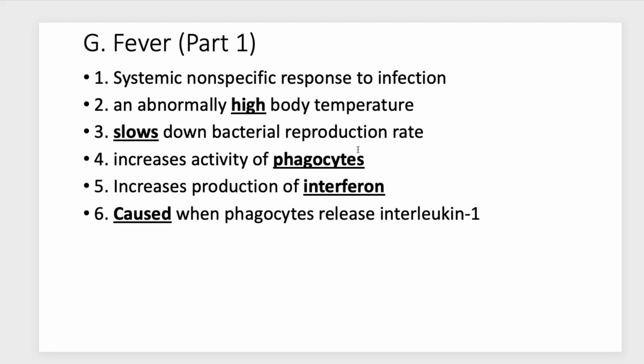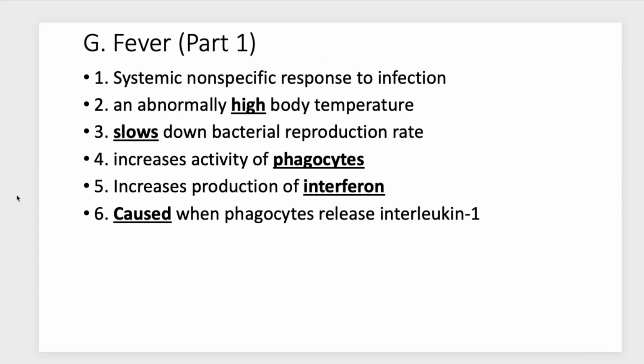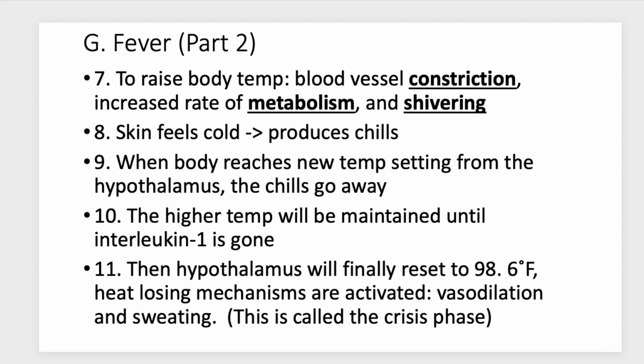So it slows down the bacterial reproduction rate. That's obviously going to be super beneficial. And it increases the activity of phagocytes. So we decrease how fast they're reproducing, and we try to destroy the bacteria at the same time, and fevers help that happen. It increases the production of interferon, and it's caused when phagocytes release interleukin-1. And interferon is a protein that interferes with the ability of a virus to reproduce. So of course, with a viral infection, that could be really helpful.